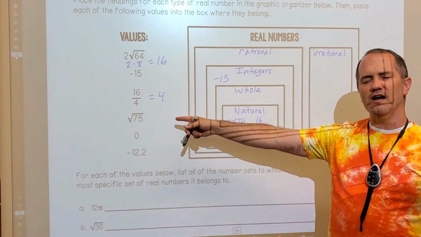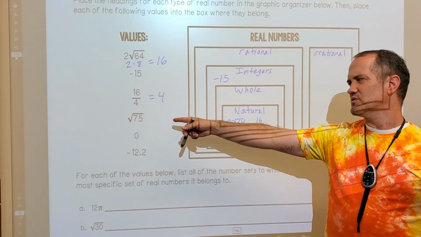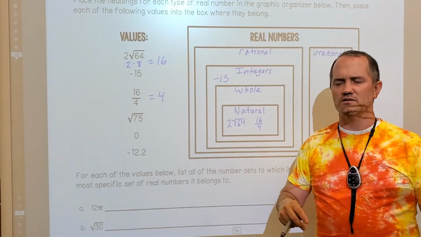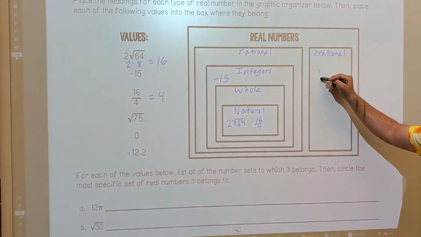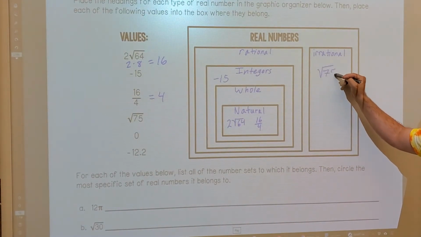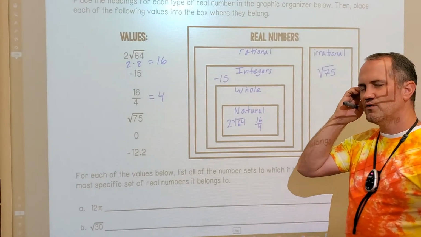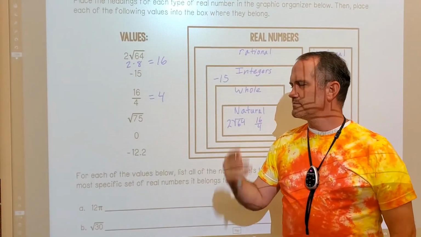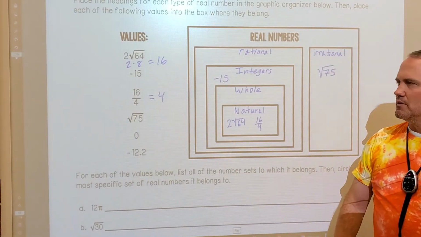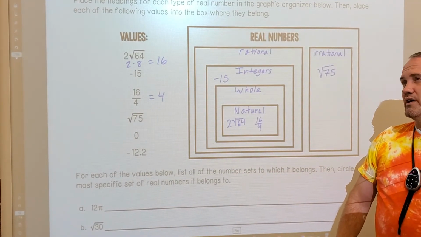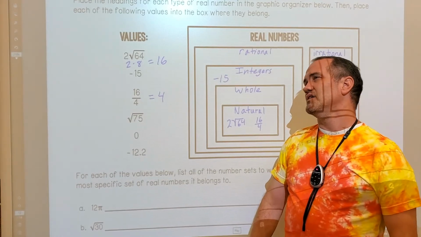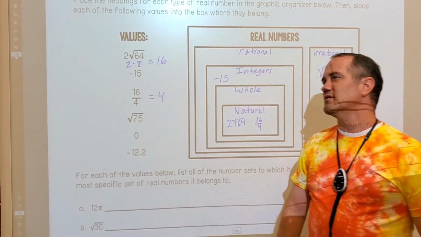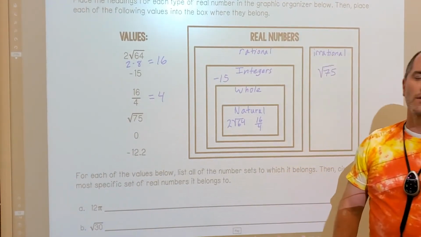Square root of 75. Is that a perfect square? No, it is not. So it is irrational. It's between square root of 64 and square root of 81, so it's somewhere between 8 and 9. You want to figure out where: it's 11 away from one and 6 away from the other. It's somewhere in there.